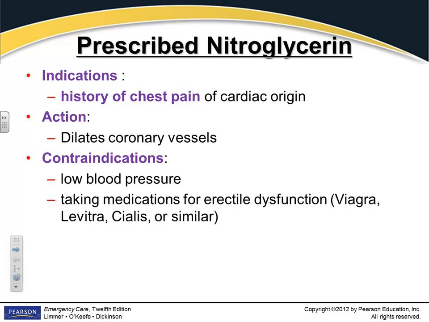Contraindications, it's going to drop the blood pressure. If the patient already has low blood pressure, and by low blood pressure, some of your textbooks will say 90, others may say 100. So I'm okay with 90 as long as you're sure you're getting the right blood pressure. So if their blood pressure is below 90 systolic, you will not give nitroglycerin.